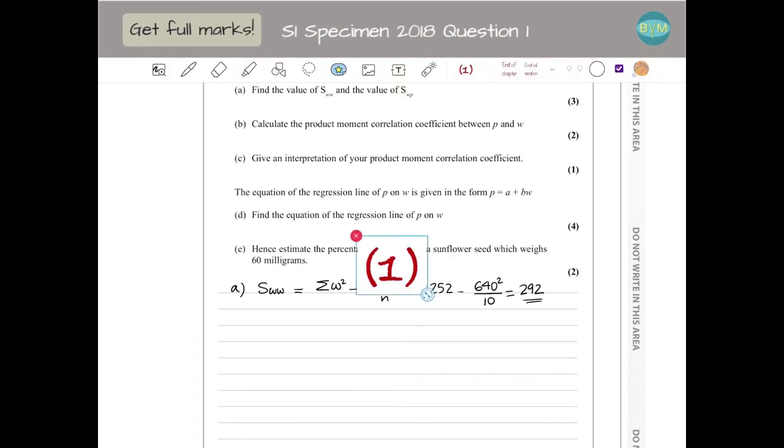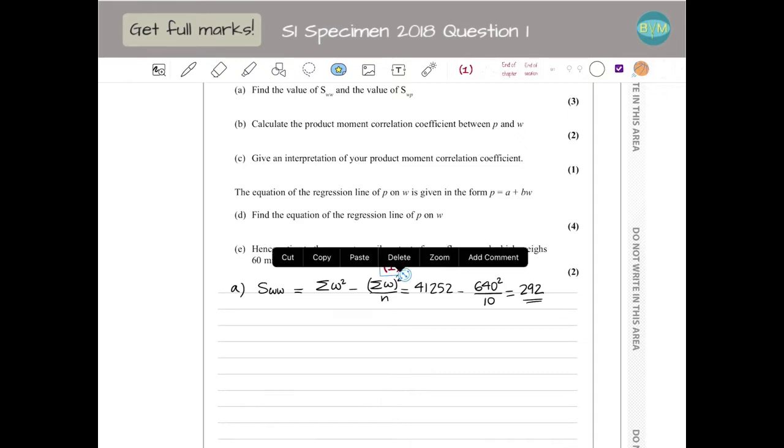This is the first value, and you have 2 marks: 1 mark for the method, for knowing that there are these formulas and they are available in the booklet, and the other mark for the correct answer.